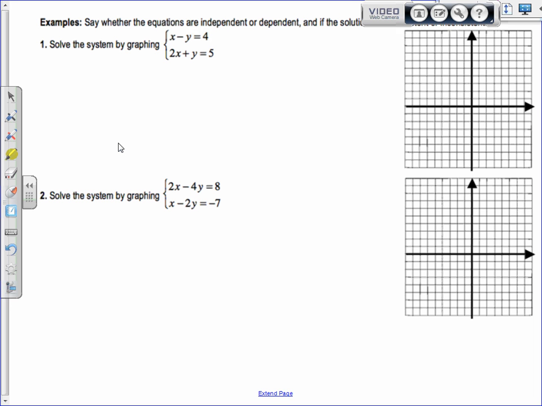Okay, so it says solve the system by graphing. So I have x minus y equals 4. So I'm going to subtract the 4 over. I'm going to add the y over. I get y equals x minus 4. So go down 1, 2, 3, 4. Your slope is 1, so up 1, right 1.